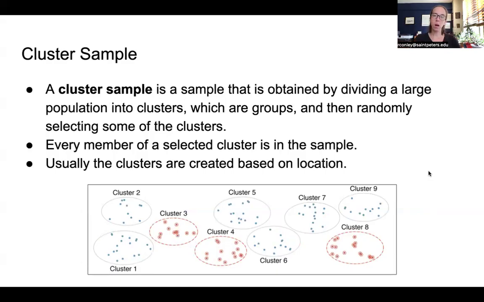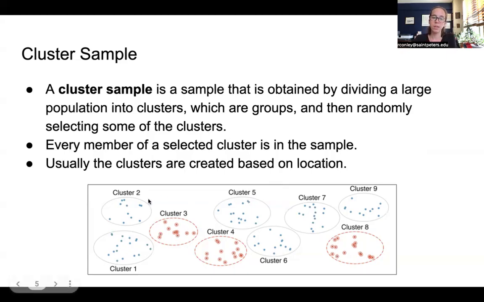A cluster sample also starts by dividing the population into smaller groups. In this case, the groups are called clusters. We then randomly select some of the clusters, and everyone or everything in those clusters is included in our sample. Usually these clusters are created based on locations, like an apartment building, a neighborhood, a classroom, and then the researcher could just go to that area and collect a lot of data, maybe easier or for less money than if they have to run all over the city instead of just going to a single neighborhood or 2.